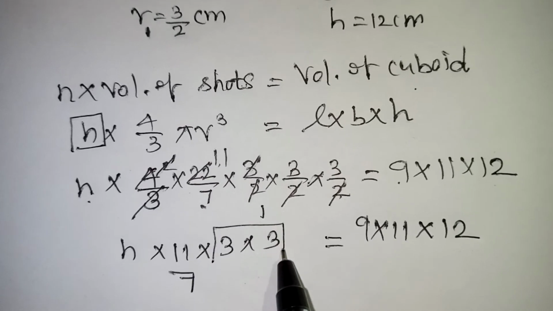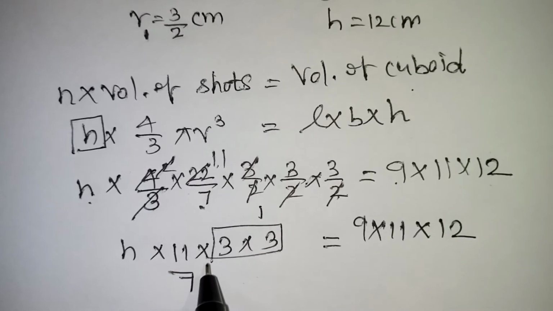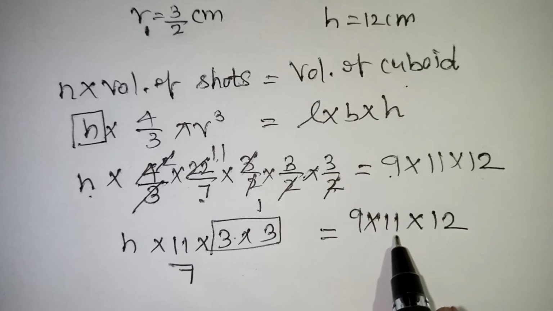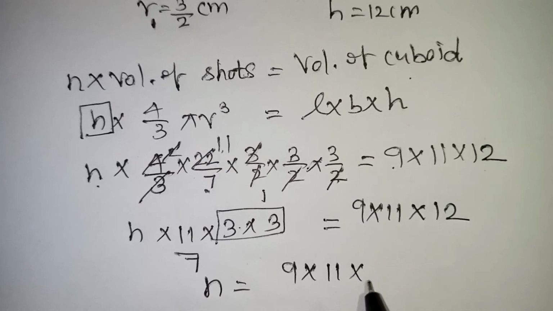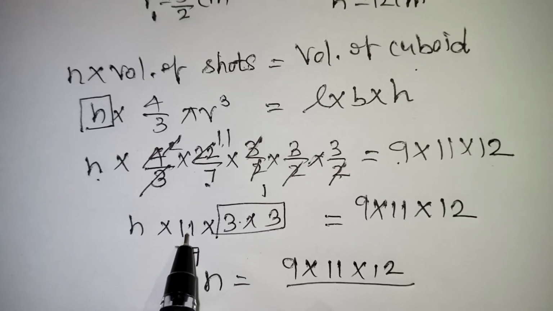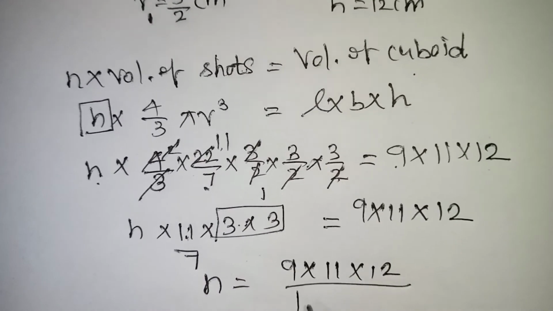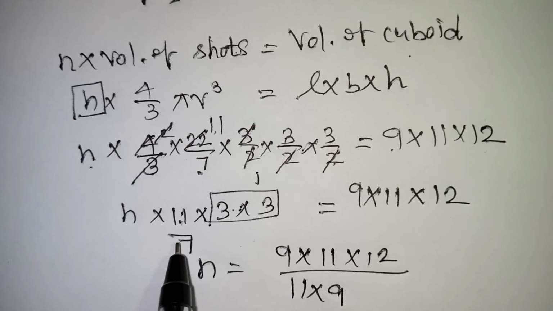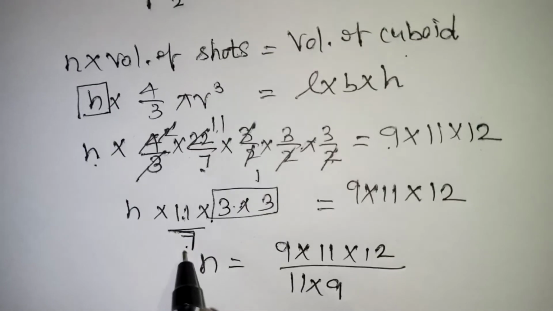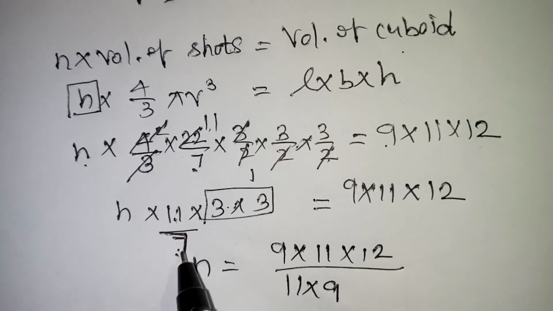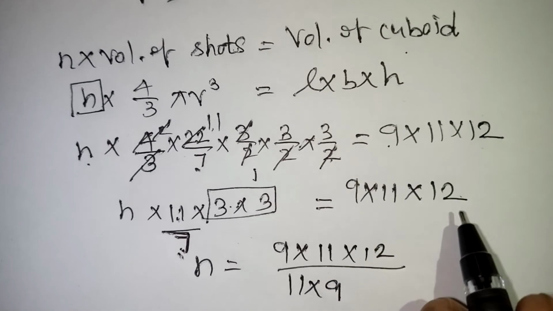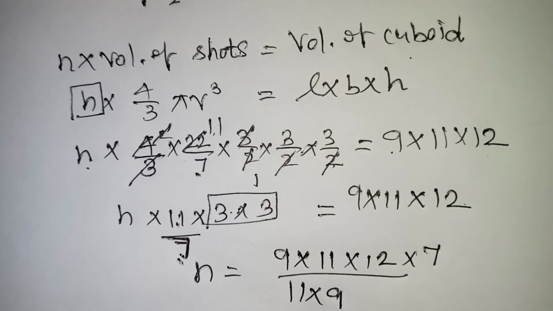So 3 into 3 we can write it as 9. So all these three numbers in the numerator, while you are going to that side, it will go to the denominator. So n will be, this side we have 9 into 11 into 12 divided by, here the numerator we have 11 into 9, that will come down as 11 into 9. Here the denominator we have 7, that will be going up to the next side. From the denominator 7, that is in division, if you take it to other side, it will become multiplication. So here you should write the 7.